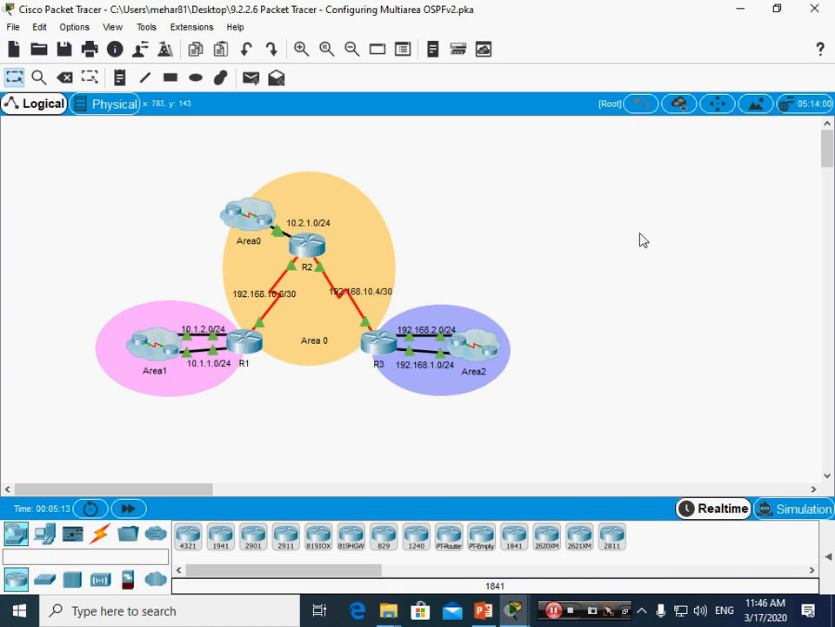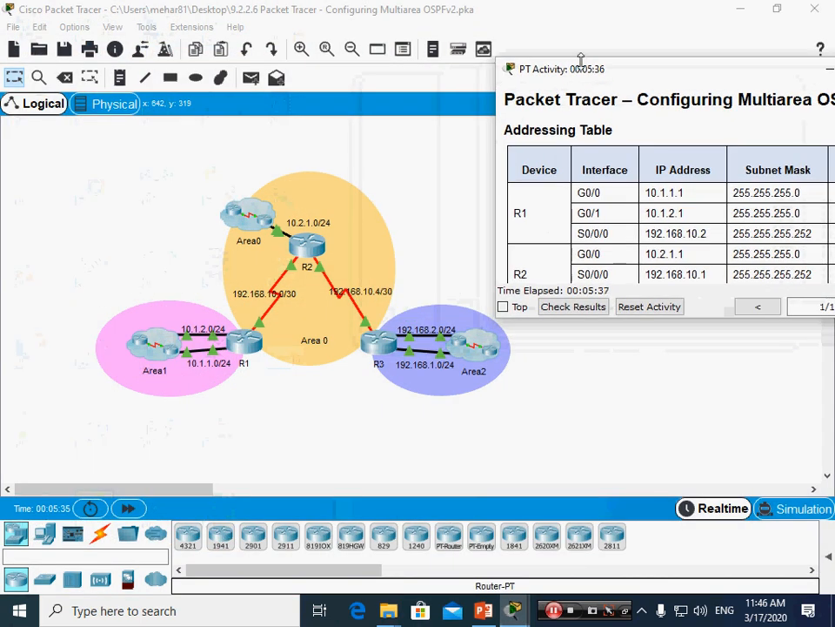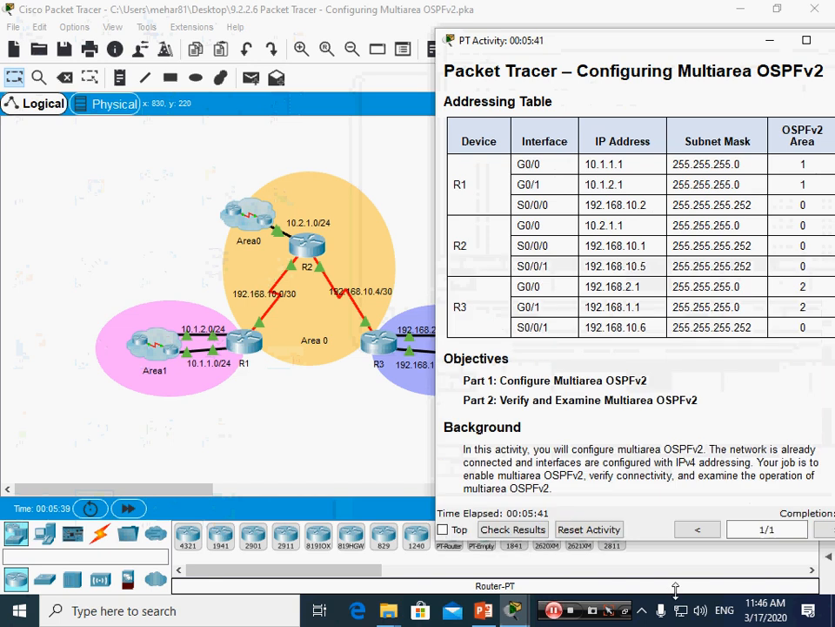So the main objective of today's activity is to configure multi-area OSPFv2, and verify and examine the multi-area OSPFv2. In this activity you will configure multi-area OSPF. The network is already connected and the interfaces are already pre-configured. So what we need to do is just follow the steps. In the first step, let me arrange all the things in a proper way.